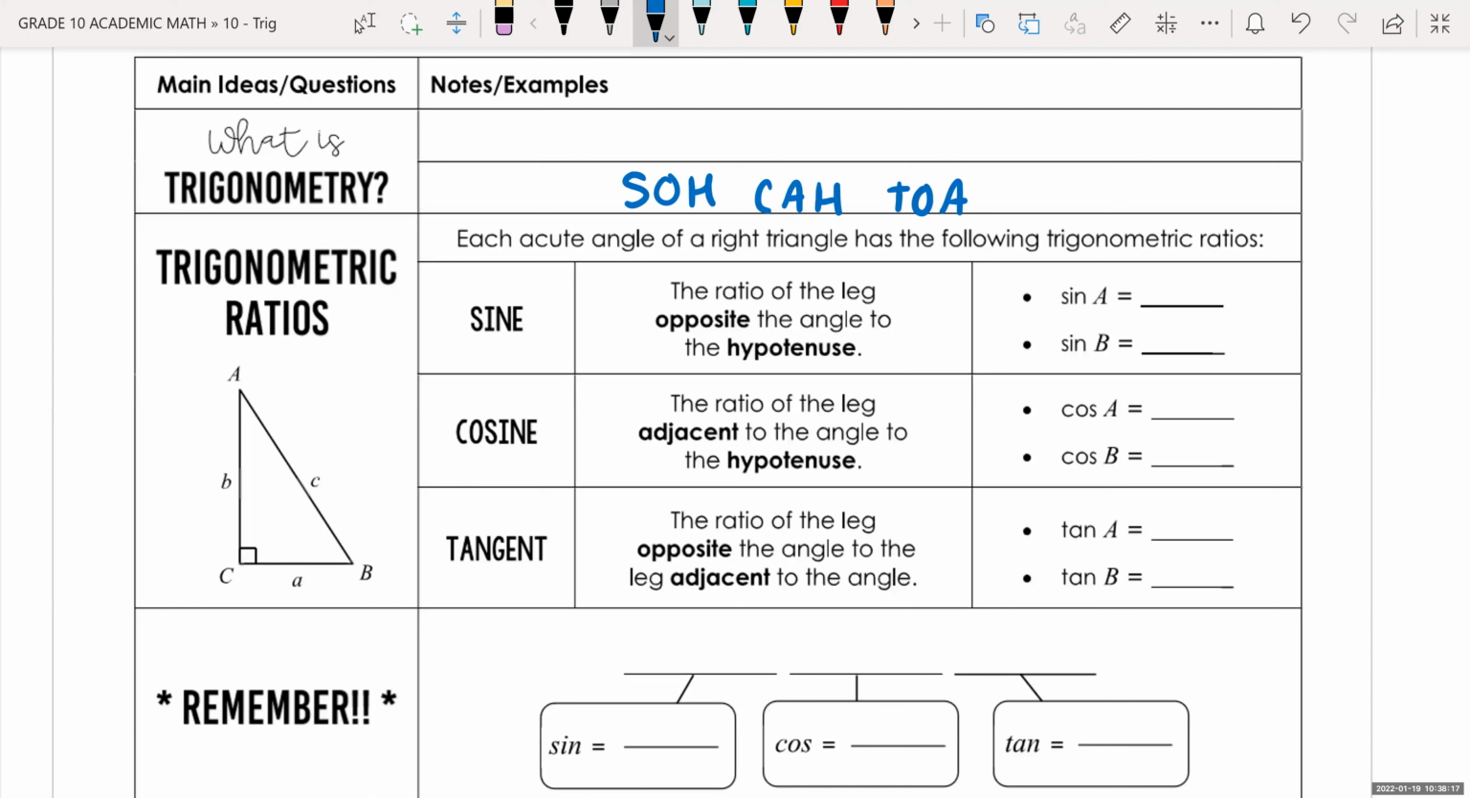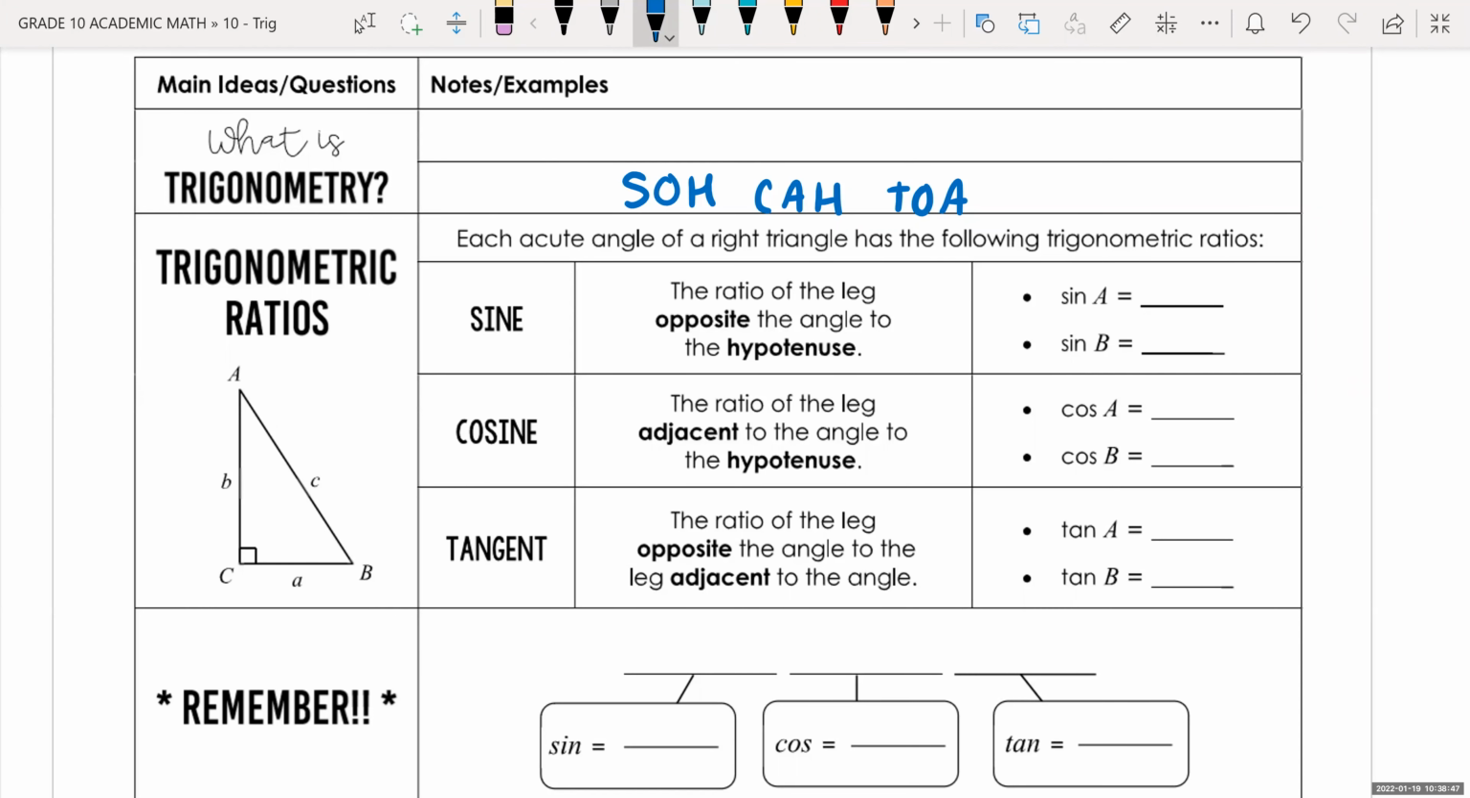And as long as you remember this, and I often use this, SOHCAHTOA, you will always remember what is related to what. So sine is the ratio of the leg opposite the angle to the hypotenuse. Cosine is the ratio of the leg adjacent to the angle to the hypotenuse, and tangent is the ratio of the leg opposite to the angle to the leg adjacent to the angle. I really hate math definitions because they don't make a lot of sense. It just makes sense to figure out what exactly is happening.